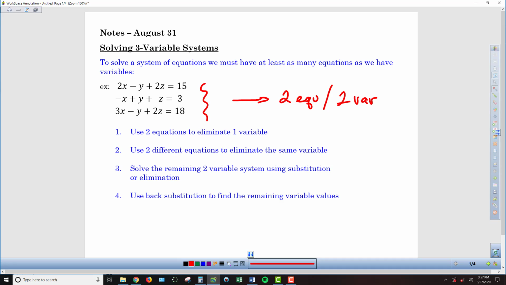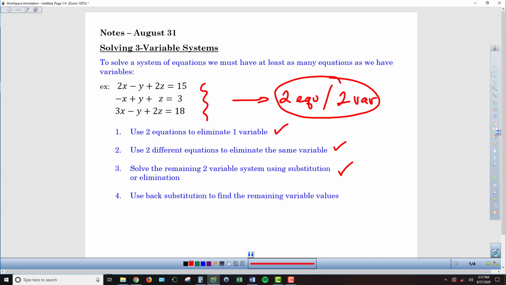Once we've done that, so that's steps 1 and 2 taken together, then we're going to have this system of two equations and two variables. So now we're going to rely on either substitution or perhaps another round of elimination to eliminate one of those two variables. And then that's going to give us a pathway to solving for the last variable that's remaining. And then we just work backwards by plugging in, like we do in a two variable system, to figure out the values of the other two.